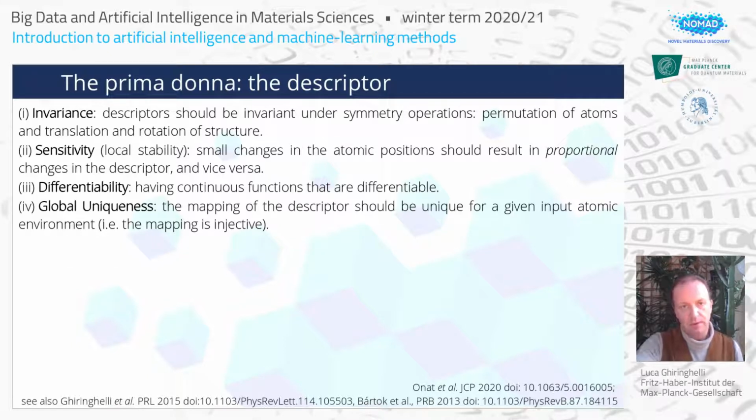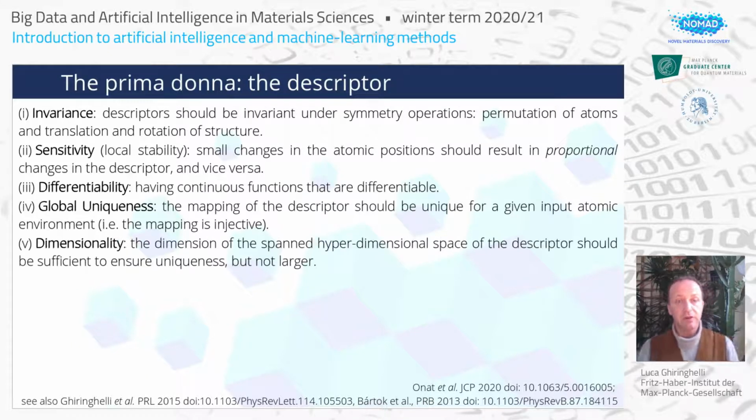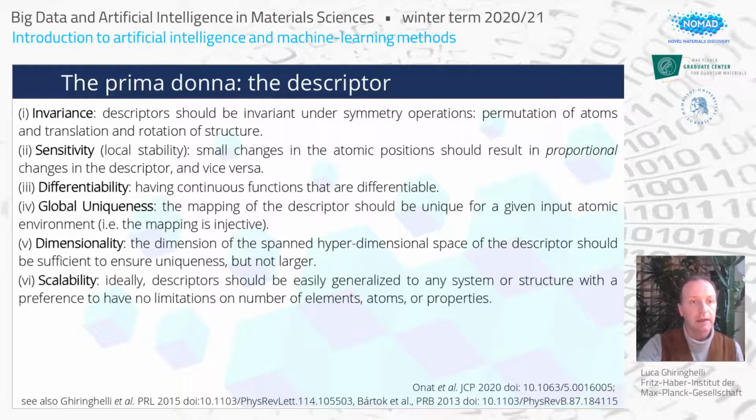concepts about regression. The dimensionality is somewhat related to the uniqueness. The dimension of the spanned hyperdimensional space of the descriptor should be sufficient to ensure uniqueness, but not larger. So again, as much as needed, but more would give too many degrees of freedom that are uncontrolled, and the machine learning algorithm would be in trouble to cope with.